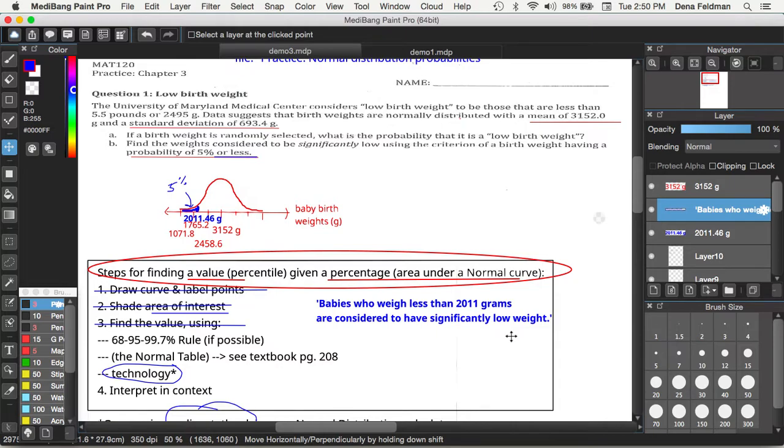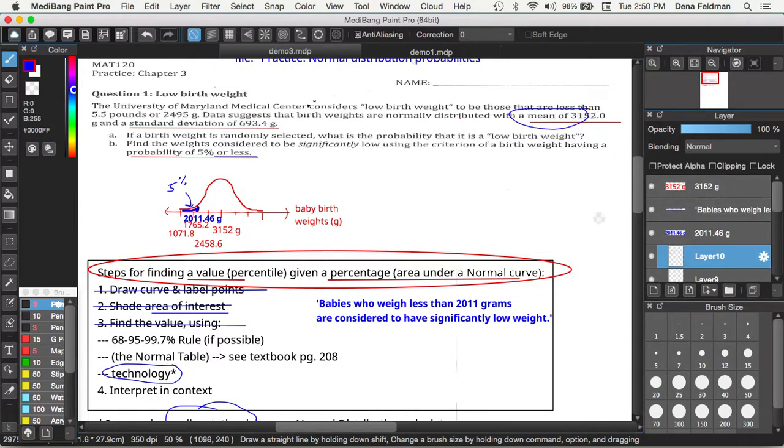So in this question, just to summarize, in part B, when they're asking, find the birth weights considered to be significantly low for babies that generally are normally distributed with this mean and this standard deviation, what birth weight would separate out the lowest 5% of babies when we know that all babies weigh, on average, 3,100 with a standard deviation of 693? What weight will separate out the lowest 5% of the babies?